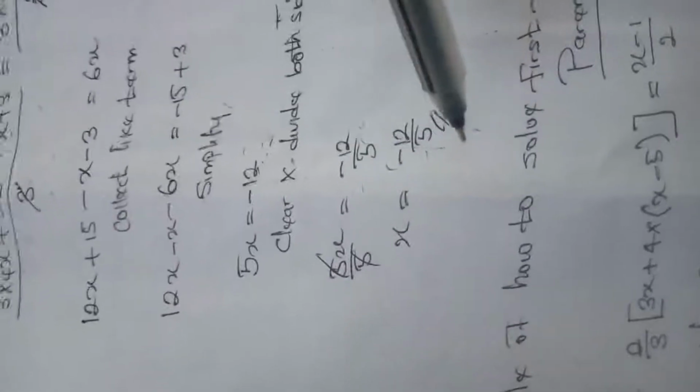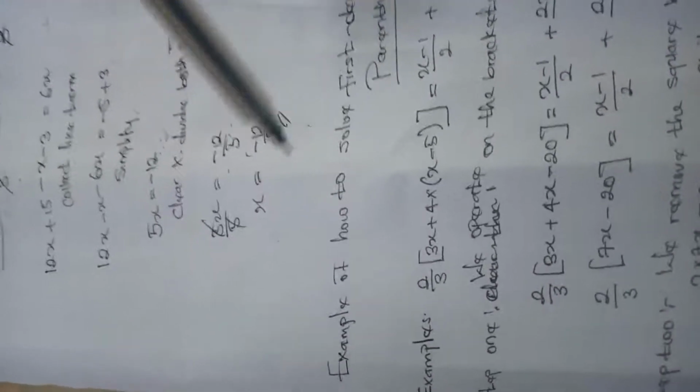The final answer is minus 12 over 5. You can't simplify this any further, because 5 does not go into 12 evenly. There would be a remainder, so you leave your answer like this.